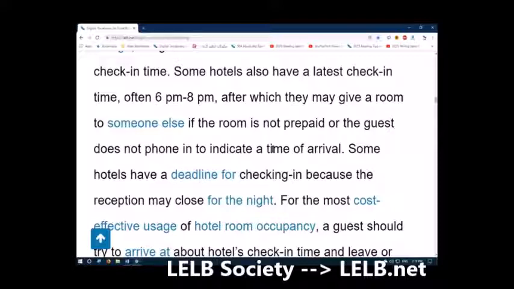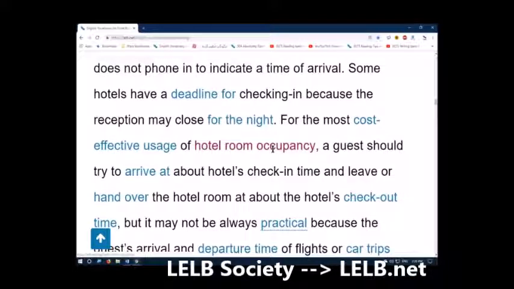So if you do not show up at the due time, most of the time they do not wait for you and they give the room to someone else. So some hotels have a deadline for checking in because the reception may close for the night. Some hotels have a deadline. As I said, it is the maximum amount of time for doing something, for checking in, because the reception is not available during the night.